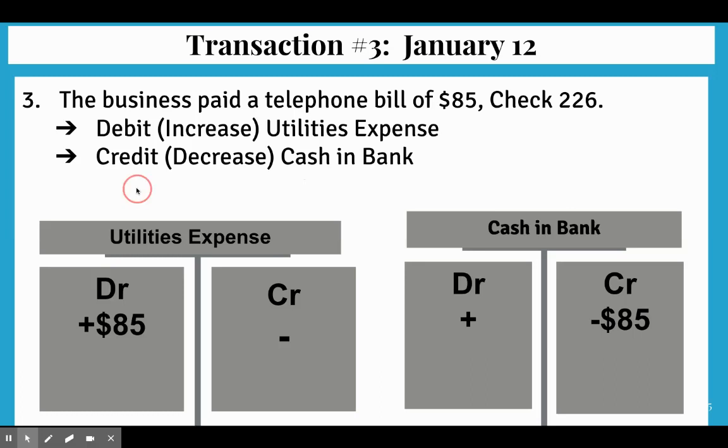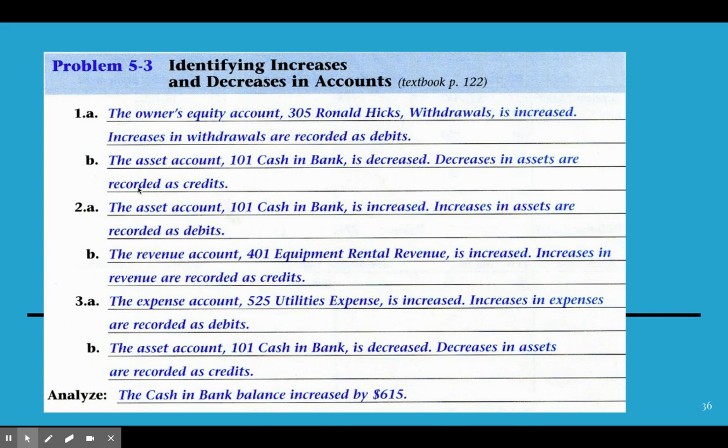Oops, let's see. Calculate the amount of increase or decrease in the cash and bank account. So transaction 1, we started with 500, and then we subtracted $85 for transaction 3, and we increased $1,200 from transaction 2. So the cash in bank had increased by $615 in all.